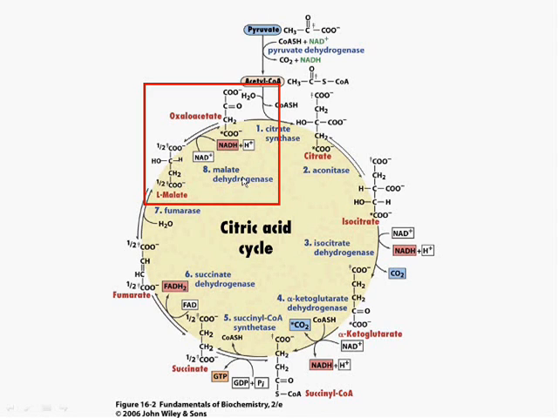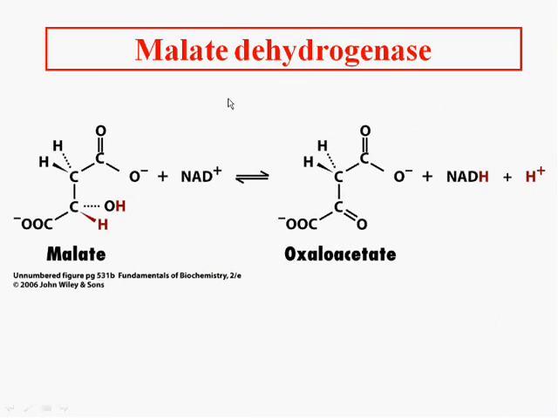step 8 in the TCA, I end up with oxaloacetate regenerated and ready for one more round of the citric acid cycle. So here's the malate dehydrogenase reaction, the last reaction of the TCA, reaction 8 of the TCA, in a little more detail. There's L-malate. What happens is you oxidize the secondary hydroxyl of L-malate. It's hydride transfer.